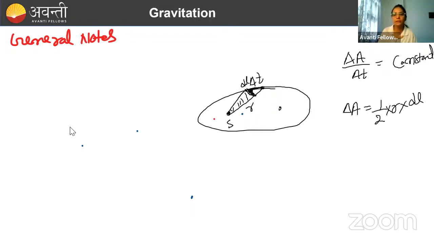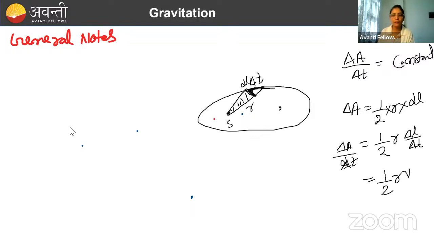So this is dl. Now if you are going to calculate delta A by delta t, what you will see is it will be half r delta L by delta t, that is dl by dt, which is equal to velocity, so half r v.